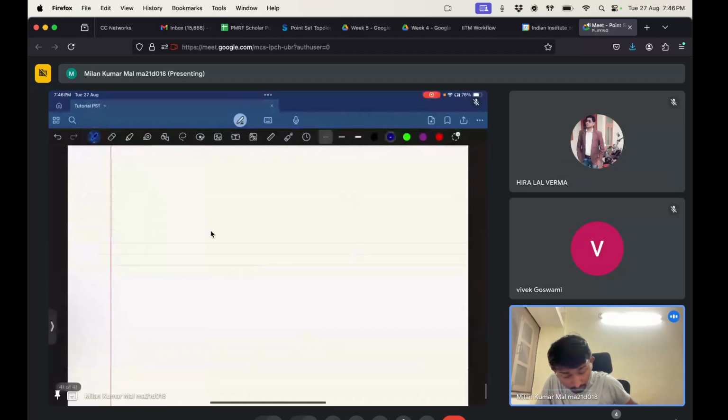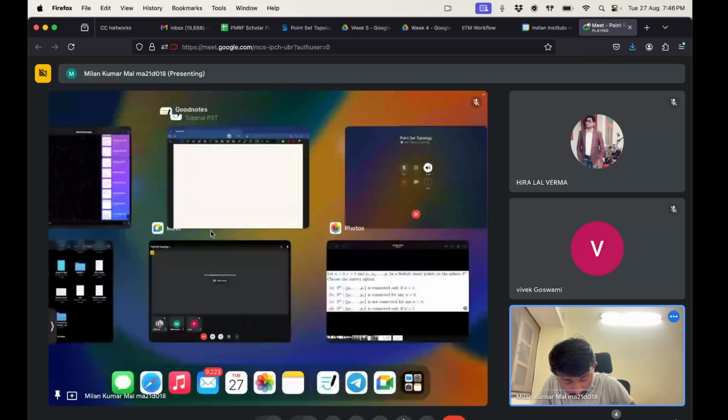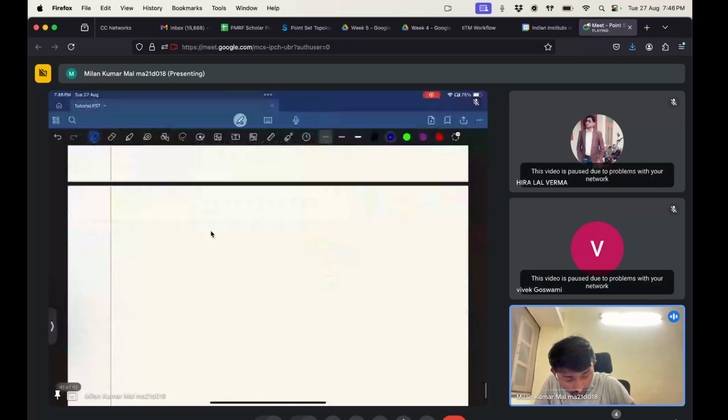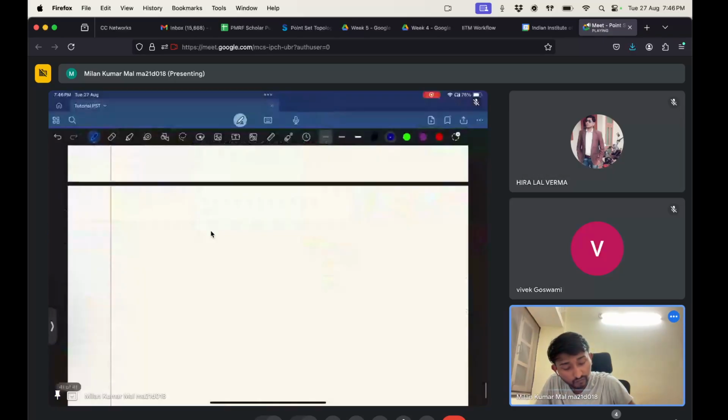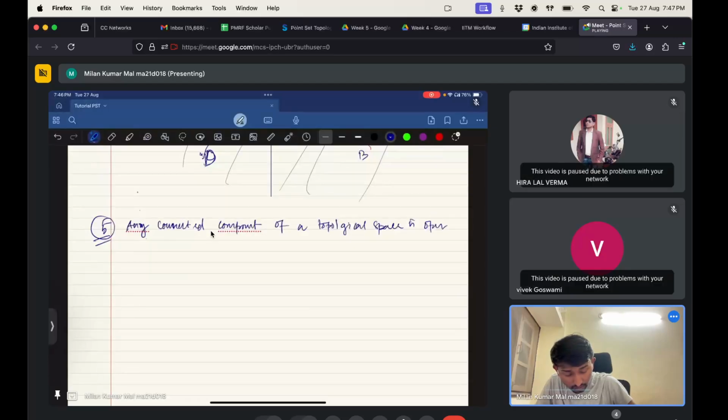I think there is another problem, problem 5, which I have not covered. I don't have the picture, so I'm writing it out. Problem number 5 says that any connected component of a topological space is open. First of all, answer true or false, and this is clearly false.